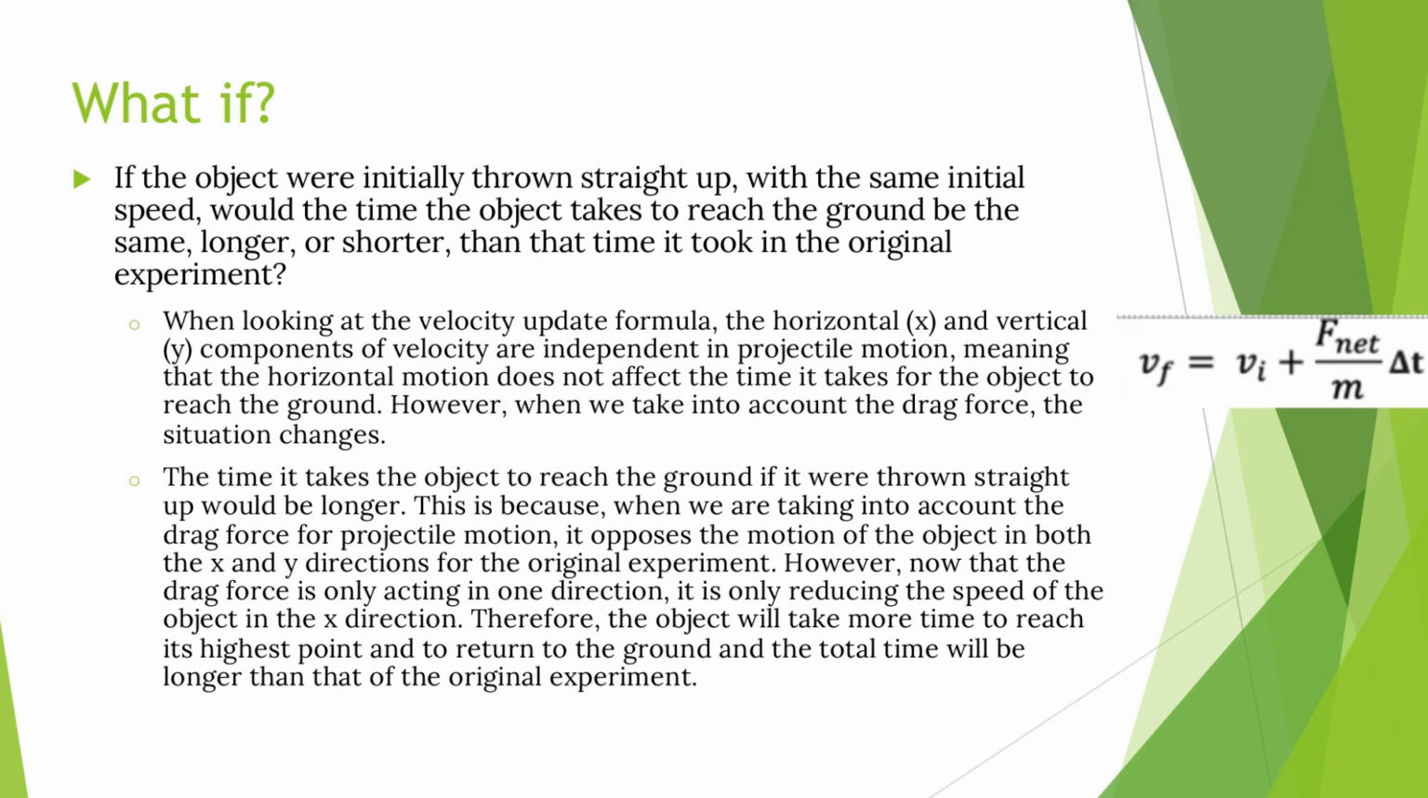If the object were initially thrown straight up, would this change the time it takes the object to hit the ground? When using the velocity update formula and without considering drag, this can be misleading. The time it takes the object to reach the ground if it were thrown straight up would be longer. This is because when we are taking into account the drag force for projectile motion, it opposes the motion of the object in both the x and y directions for the original experiment. However, now that the drag force is only acting in one direction, it is only reducing the speed of the object in the y direction. Therefore, the object will take more time to reach its highest point and to return to the ground, and the total time will be longer than that of the original experiment.